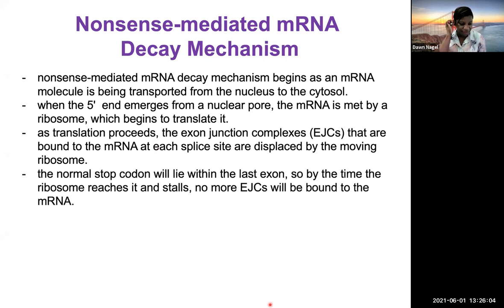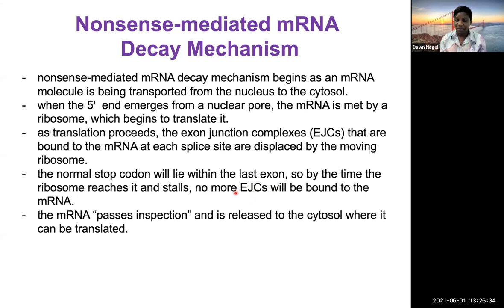And if you have a normal stop codon, which will lie within the last exon, the ribosome already scans along past all of these exon junction complex proteins. It reaches the stop codon and stalls because this is the proper stop codon. This is where you're terminating translation. Everything is fine. So this mRNA passes this inspection process and gets released into the cytosol to be continuously translated.